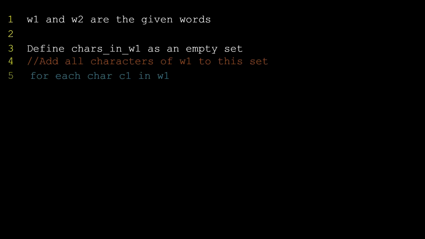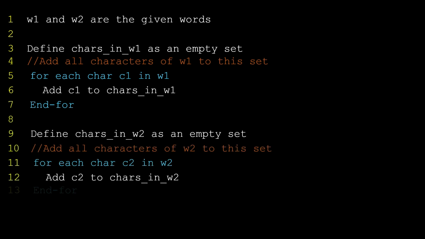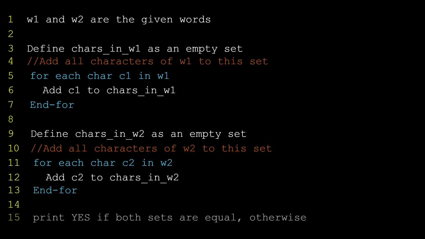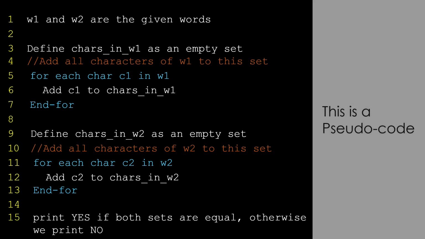W1 and W2 are the given words. Define chars in W1 as an empty set. Add all characters of W1 to this set. For each char C1 in W1, add C1 to chars in W1. Define chars in W2 as an empty set. Add all characters of W2 to this set. For each char C2 in W2, add C2 to chars in W2. Print yes if both sets are equal, otherwise we print no.